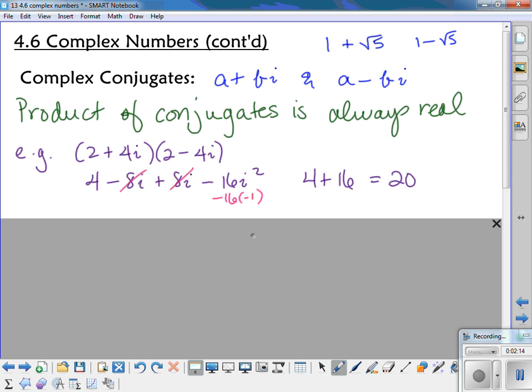And 20 is a real number. And so that's always going to happen when we multiply the conjugates together. We're always going to end up with a real number. And so we need that for when we divide with complex numbers.